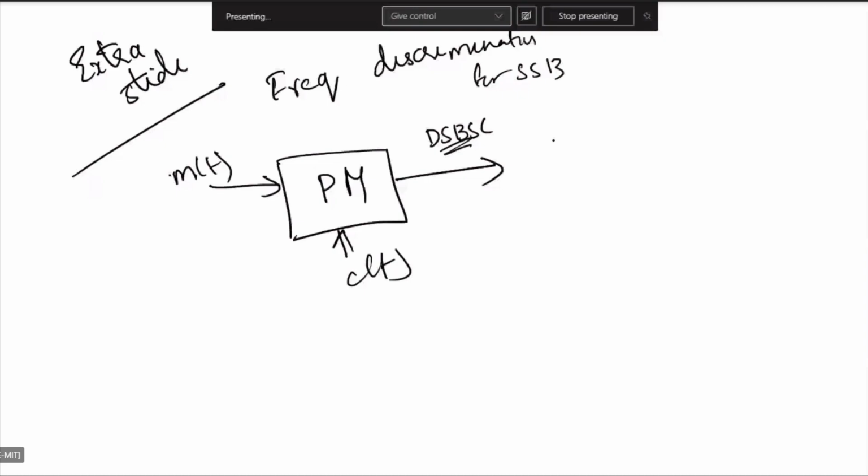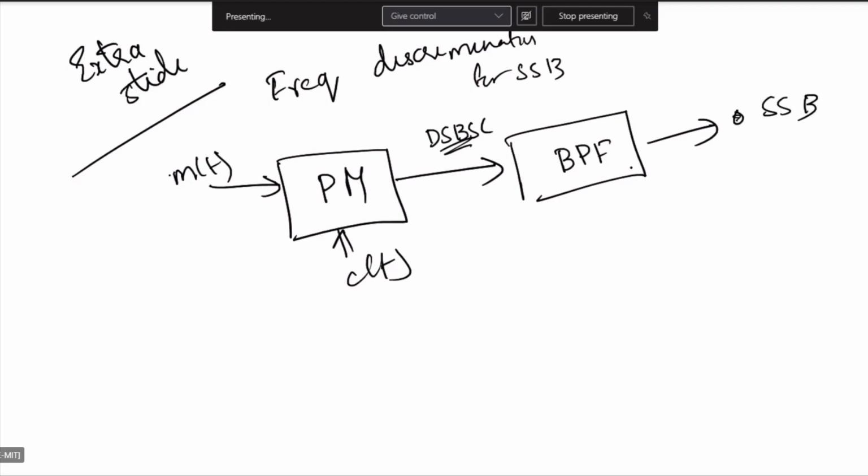So that we are passing through a band pass filter. And this output is the SSB. Here you are getting the SSB signal. So this is the technique. Frequency discrimination method for generation of SSB is this. The block diagram is this. That's all. This is the block diagram and this is the technique for generation of SSB using the frequency discrimination method.